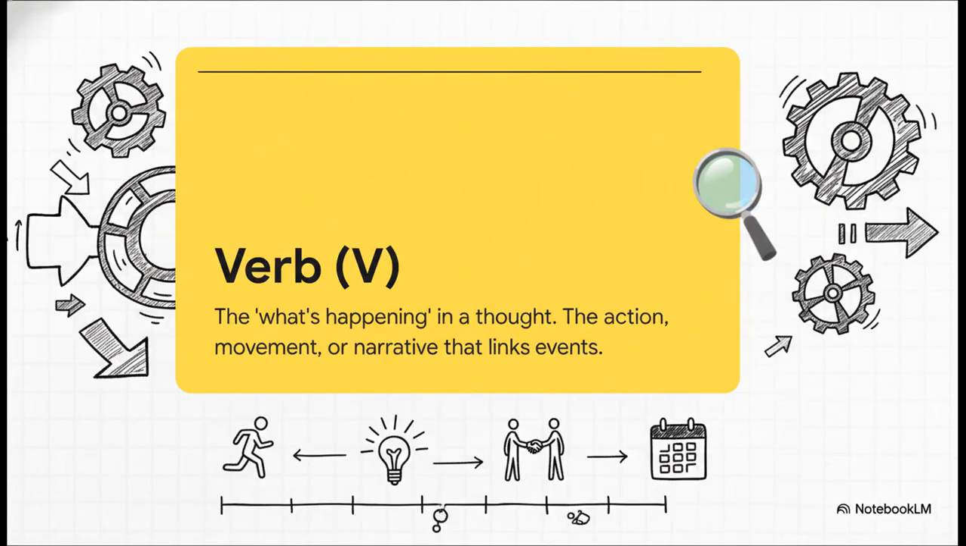Next, we've got the verb, or V. This is the action, the plot, the part that answers what's happening. This is the engine that actually creates a story and connects things over time. It's the difference between just thinking, my boss, and thinking, my boss is giving me a new project. It's what puts your thoughts into motion.